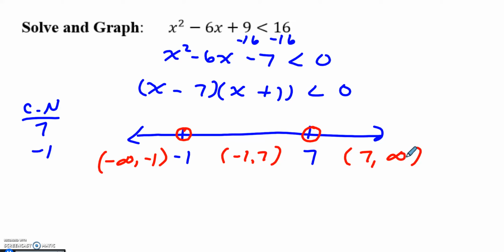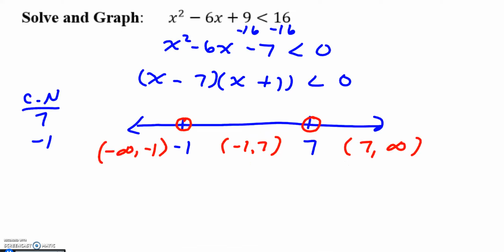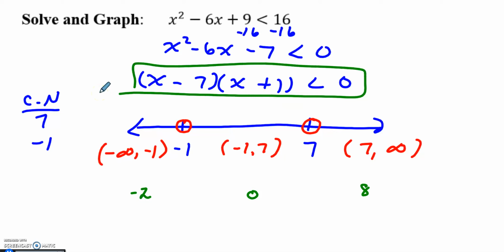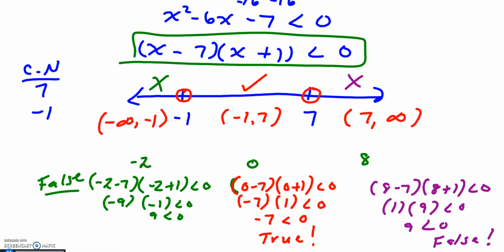And so after I have my critical numbers, after I figure out my possible intervals, I want to pick some answers and see if they work. So what I'd like you to do is pause. I would like you to try a number in each interval, just to make it more uniform. Let's try -2 in this interval, let's try 0 in this interval, and let's try 8 in this interval. So please pause, plug these numbers into this factored form, and see if you get true or false statements. So please pause now.